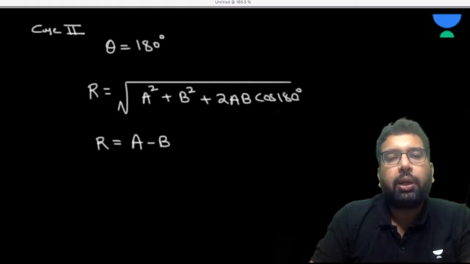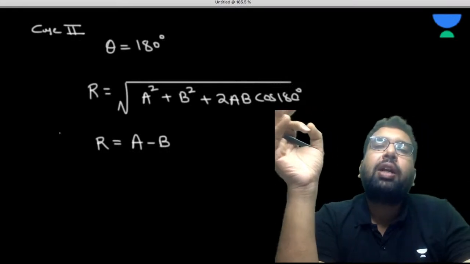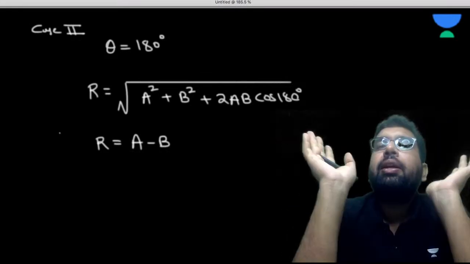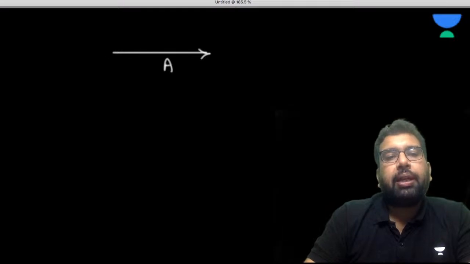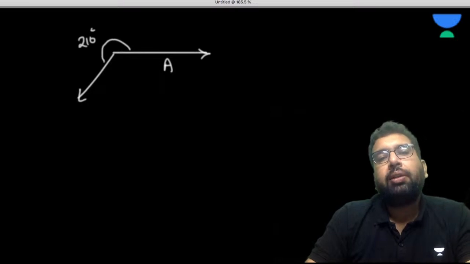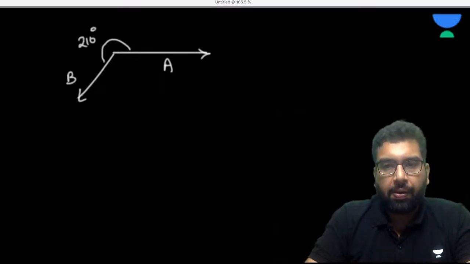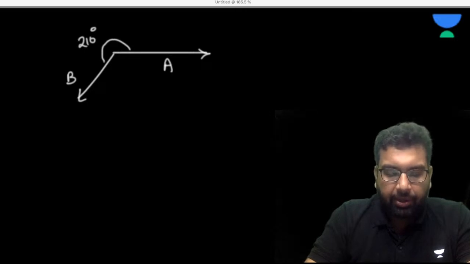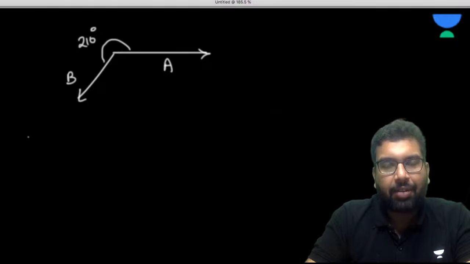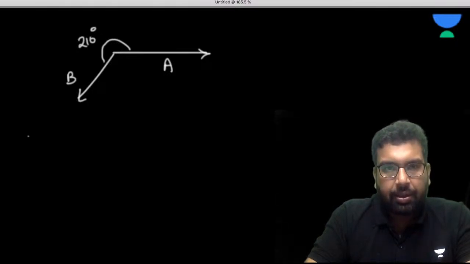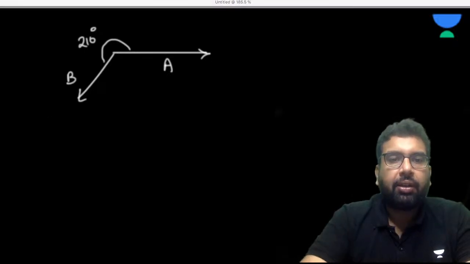And I hope you also understand this, that two vectors cannot have an angle of more than 180 degrees between them. Why not? See, if I say this is A, this is B, and let's suppose this angle is 210, what is going to be the angle between the vectors? Please answer me.